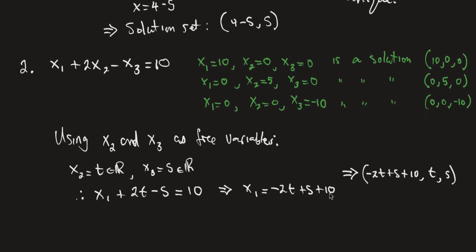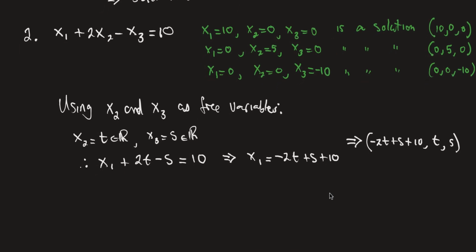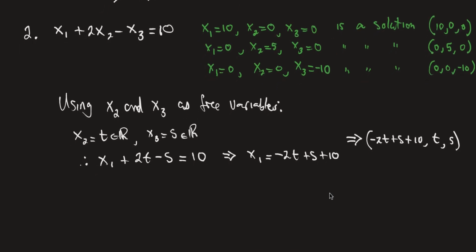But there is no rule, right, at this point to say, well, I have to use x2 and x3 as my free variables. What if I use, so let's use a different pair. So let's use x1 and x2. Let's say using x1 and x2 as free variables.